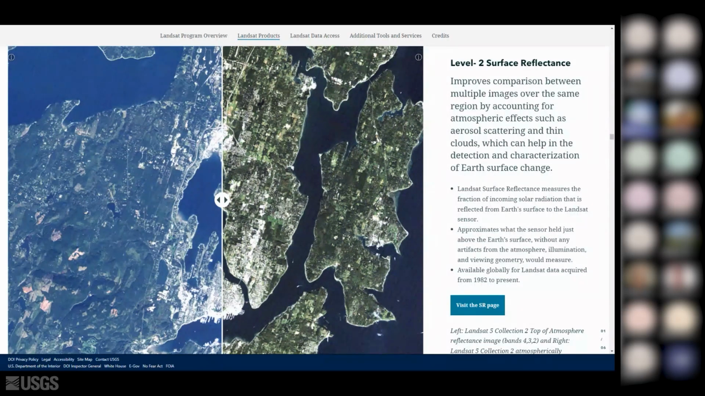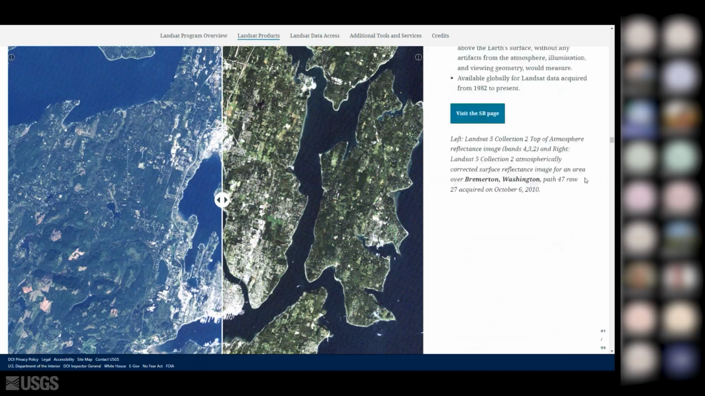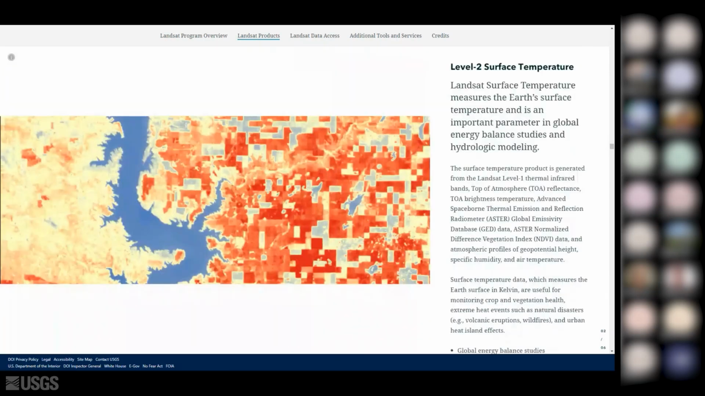And so our level 2 surface reflectance measures the fraction of incoming solar radiation that is reflected from the Earth's surface back to our Landsat sensor. And all level 2 products are available globally from 1982 to the present. Next, we have our level 2 surface temperature product.